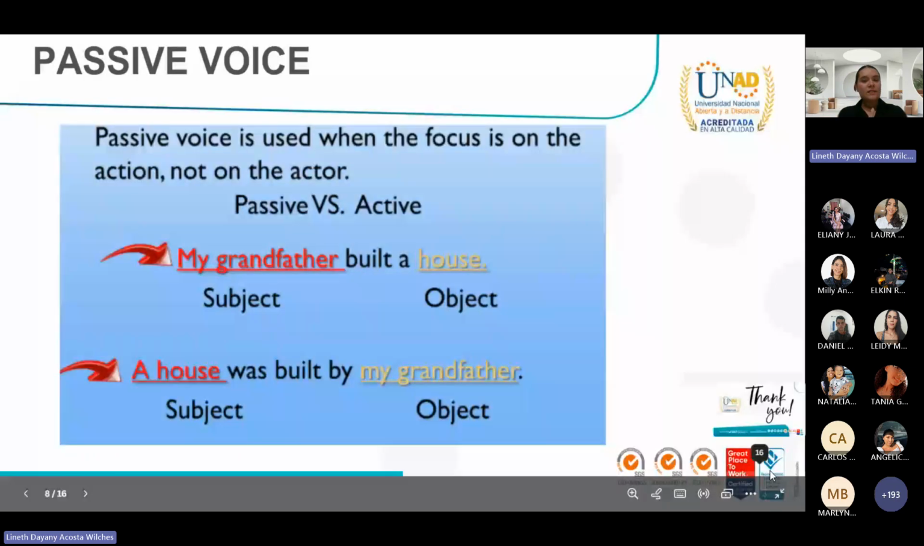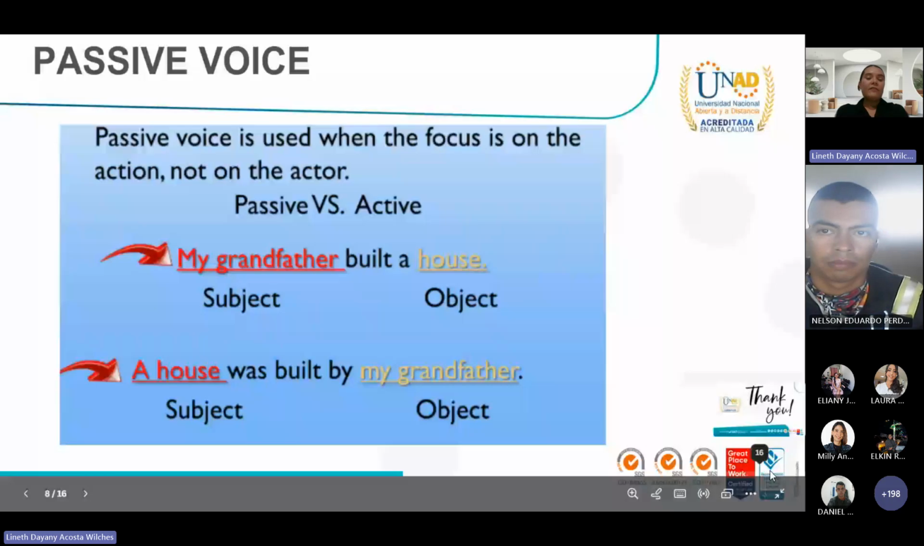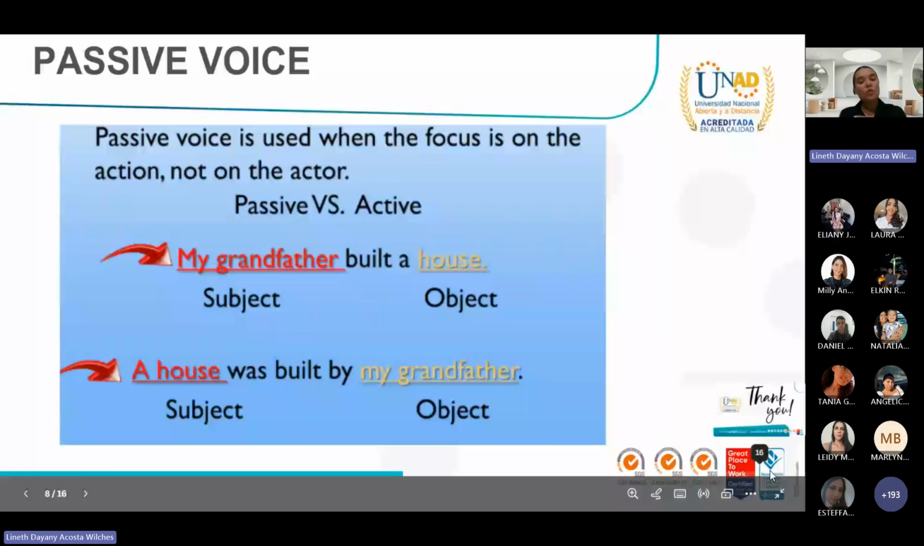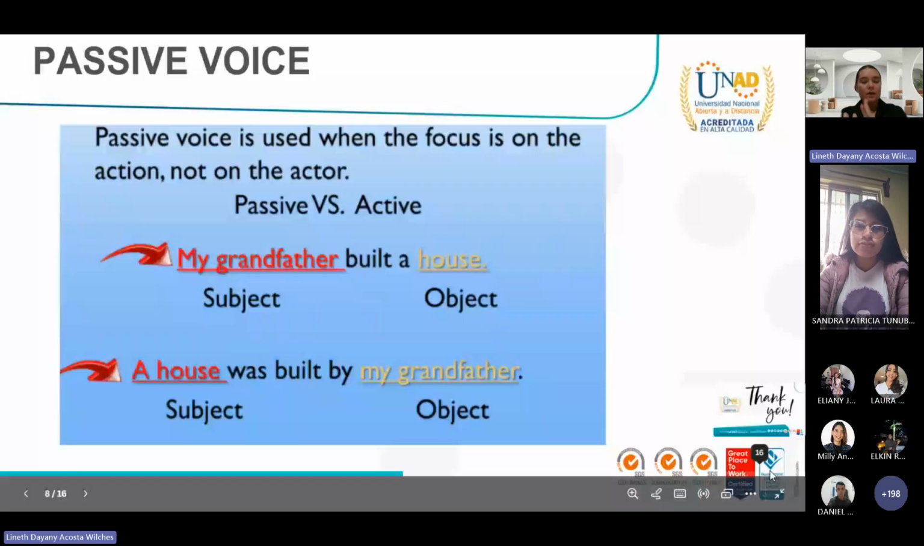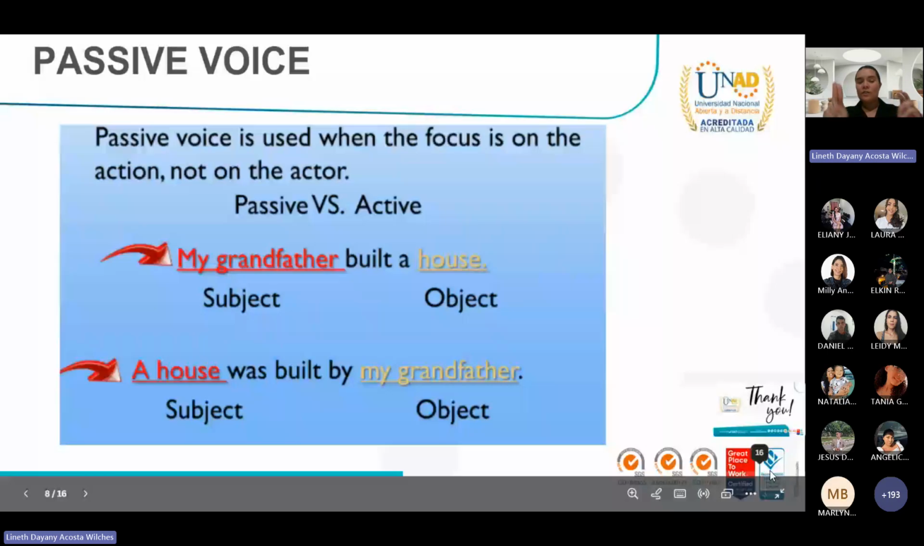The passive voice is used when the focus is on the action, not on the actor. So, passive versus active. The first one here is "my grandfather built a house." That's the active voice. And then we change into the passive voice: "a house was built by my grandfather." As you can see here, it is basically switching this. I mean, the object goes first, and then the person goes at the end.